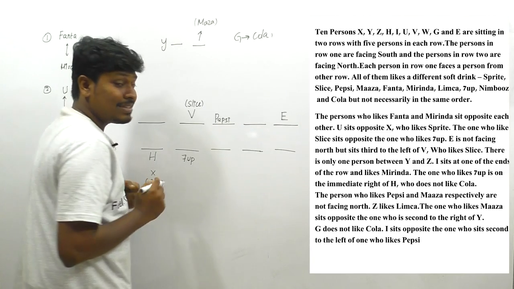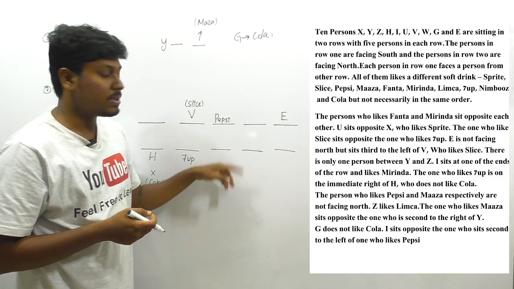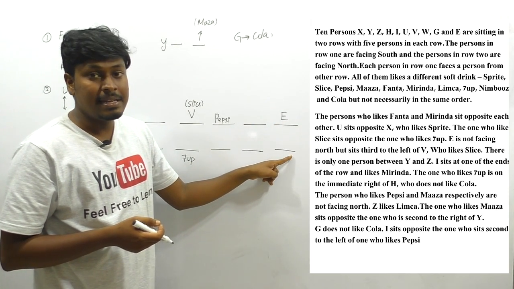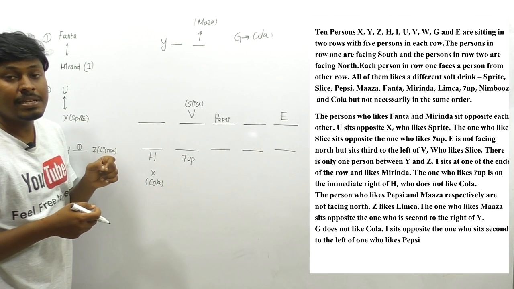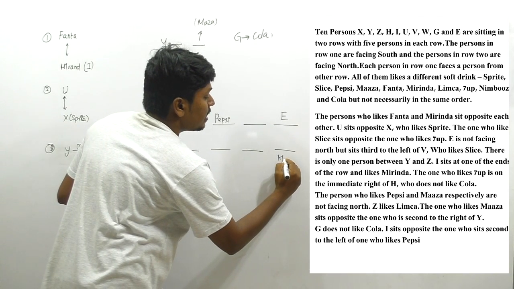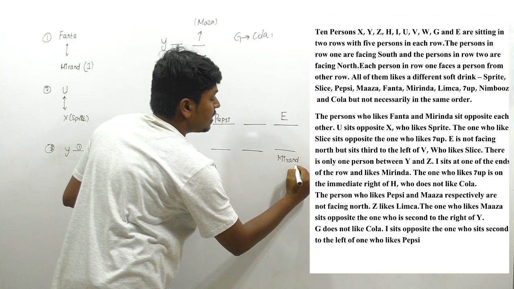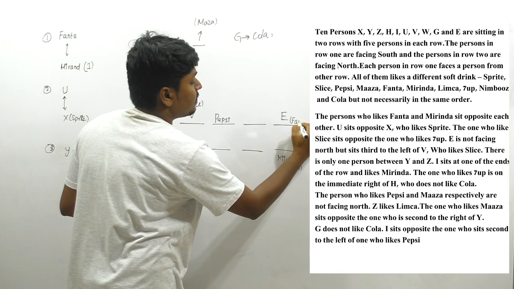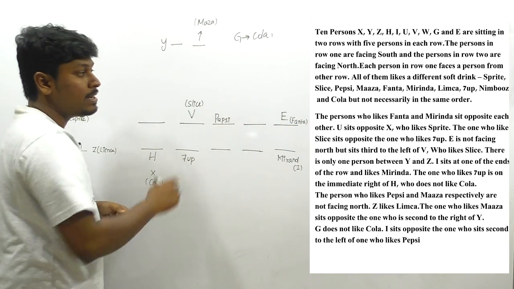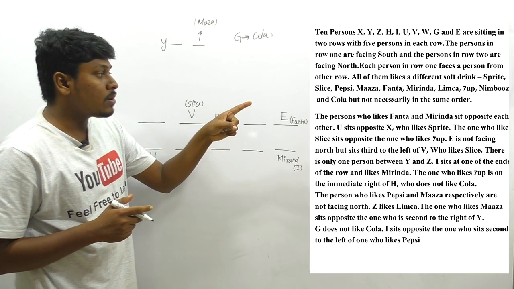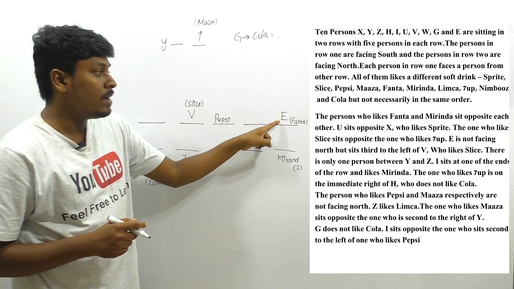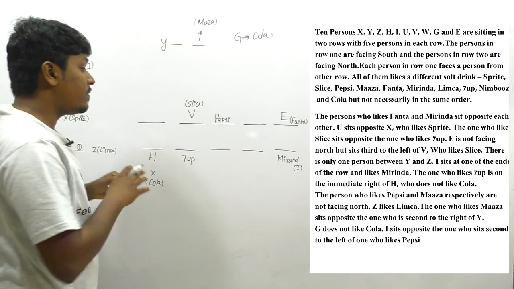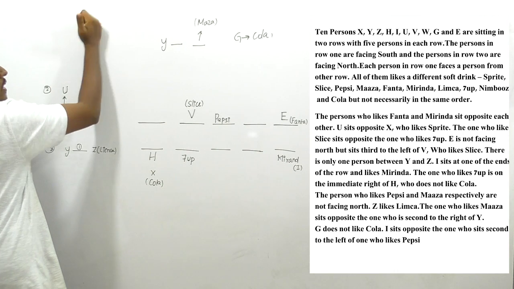Why? Because friends, listen carefully. Pepsi is facing south, so the left hand side will be this side, 1, 2, second place, and the person I is sitting there. We know that I is Mirinda, who is sitting at one end of the row. I can say that Mirinda should come here. So definitely this is I, and we know that Mirinda and Fanta are facing opposite directions, so definitely E should be Fanta. Friends, listen to the last line, which is the important clue: I sits opposite to one who is second to left of Pepsi. So Pepsi, left hand side at the second place, right? So we have just fixed this condition in the given data.